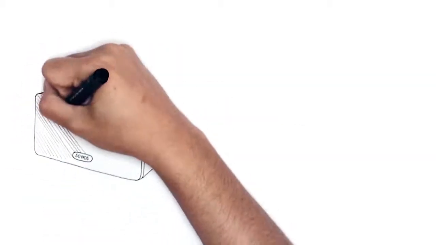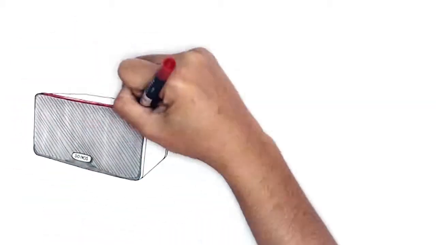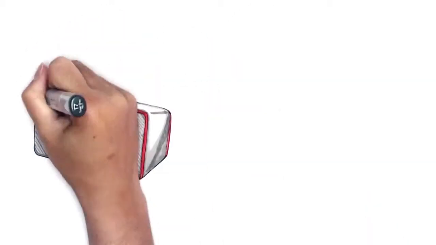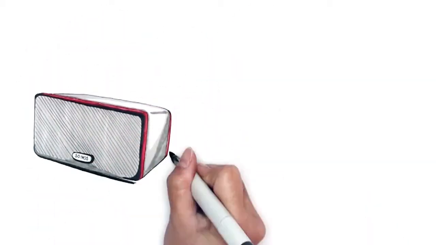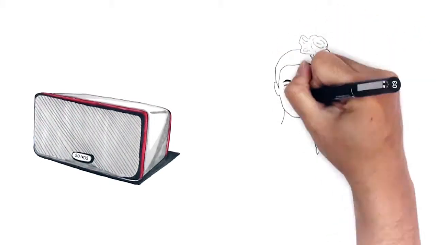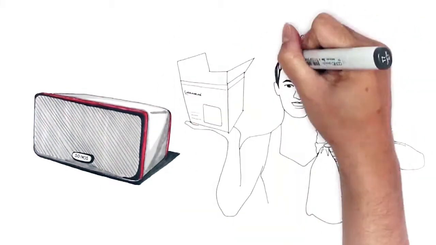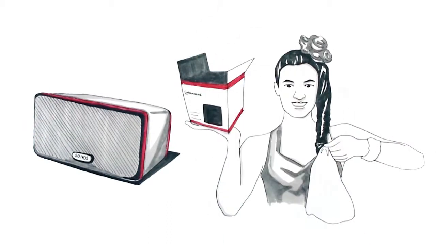Welcome to the Color Your Sound installation tutorial. This tutorial illustrates how to use your Color Your Sound cover, so let's dive right into it. You need to have your Sonos Play 3 loudspeaker and Color Your Sound Play 3 cover at hand.